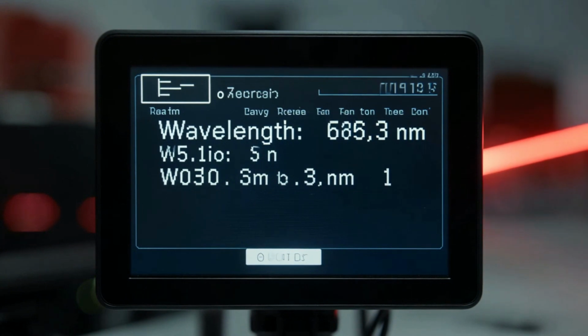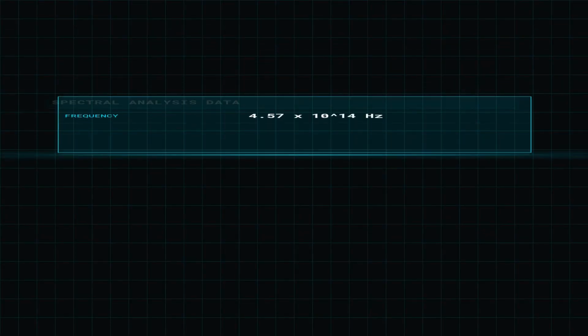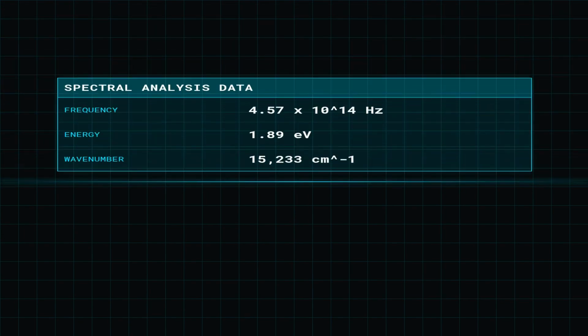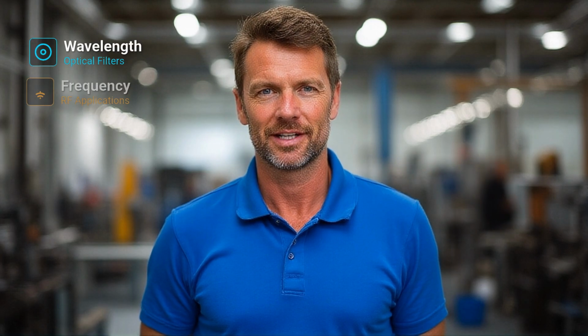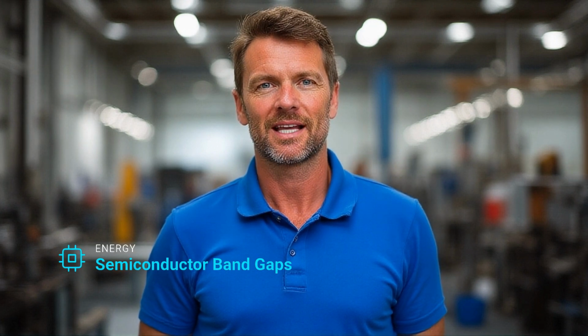You'll also see frequency at 4.57 times 10 to the 14th hertz, energy at 1.89 electron volts, and wave number at 15,233 per centimeter. Each output represents the same transition in different units: wavelength for optical filters, frequency for RF applications, energy for semiconductor band gaps, and wave number for infrared spectroscopy.